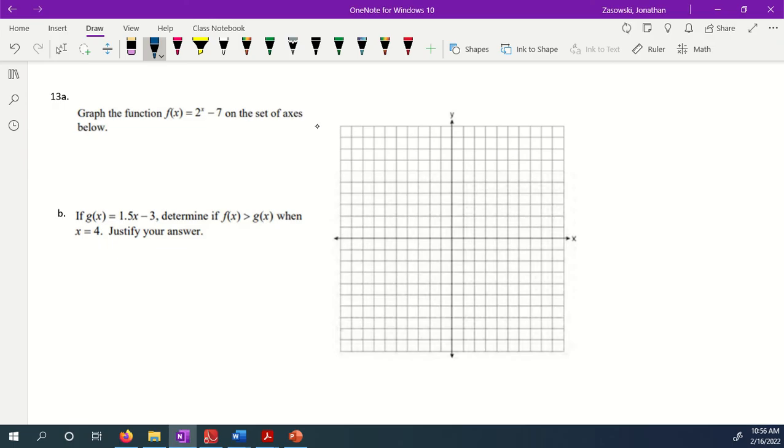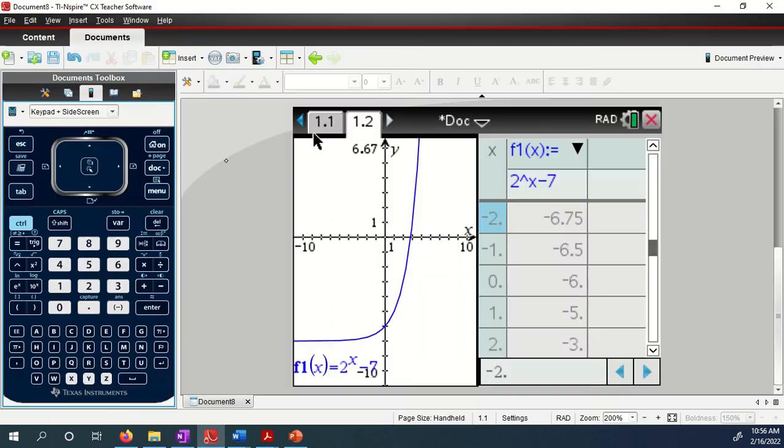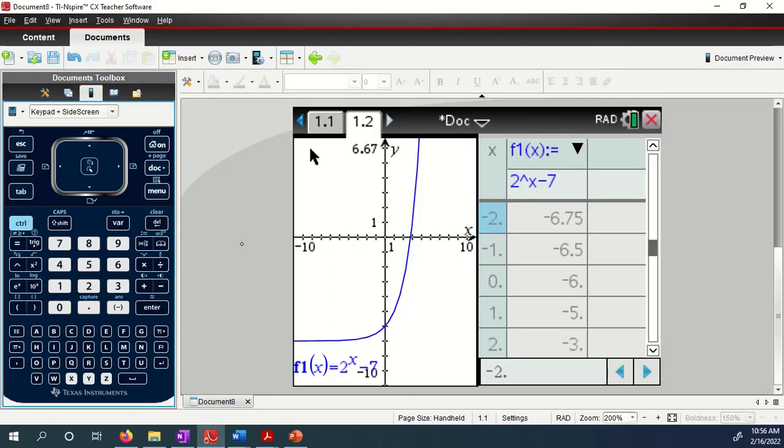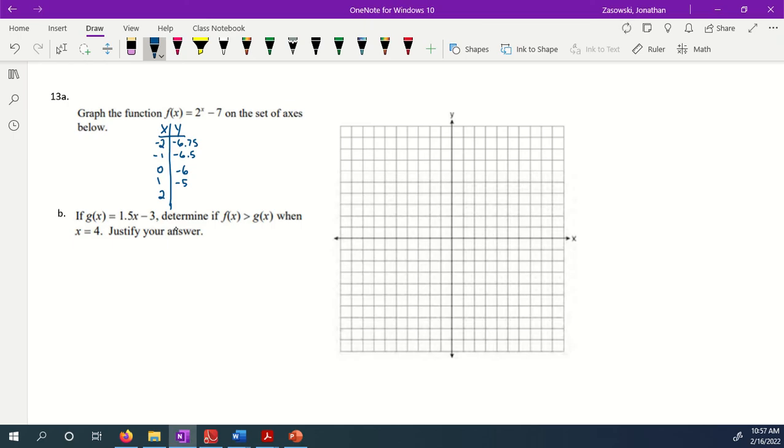Okay, so we're going to go back to our table and do an x, y table for ourselves. We said we're going to pick -2, -1, 0, 1, 2, and maybe we'll do 3, depending on how much room we have. And we'll plug it in. At -2, we're at -6.75. At -1, we're at -6.5. At 0, we're at -6. At 1, we're at -5. At 2, we're at -3.